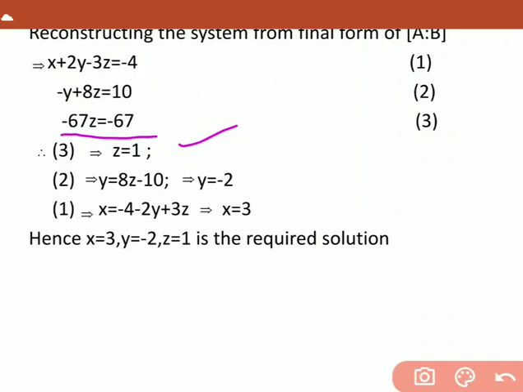1. And from the second equation, taking 8z to the other side, we get 8z minus 10.